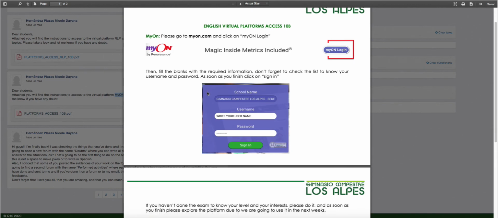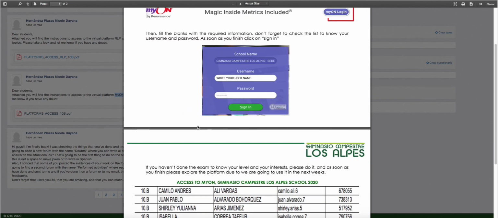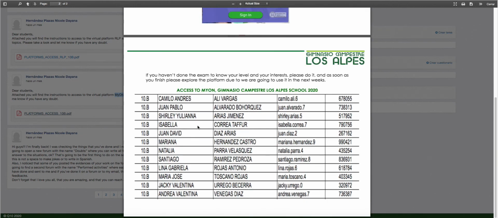In the username, you can check the list that I posted on your announcements part. But if you don't have it at this moment, your username is camilo.ali.6. Or you can check my screen if you want to make it easier. In lowercase. Yeah. And your password is 678055. Got it?